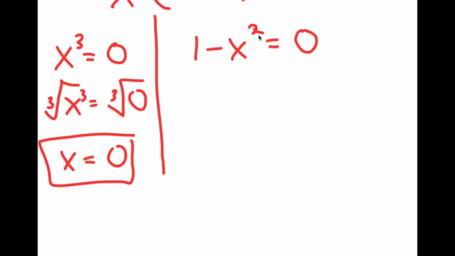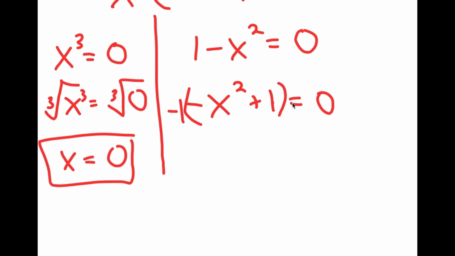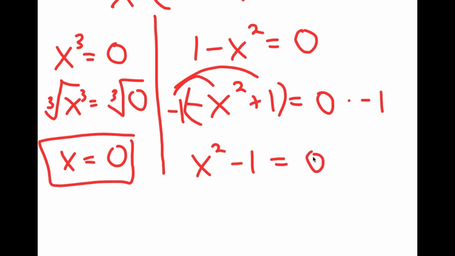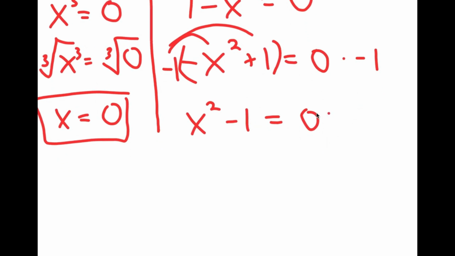Now for 1 minus x squared equals 0, I'm going to rewrite this as negative x squared plus 1 is equal to 0. And now I'm going to multiply both sides by negative 1. So negative 1 times negative x squared plus 1 is equal to x squared minus 1. And 0 times negative 1 is 0. So I get x squared minus 1 equals 0.